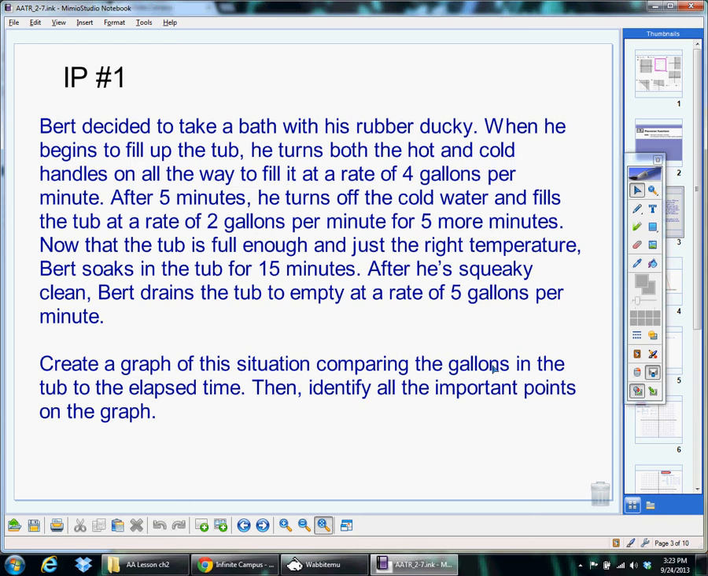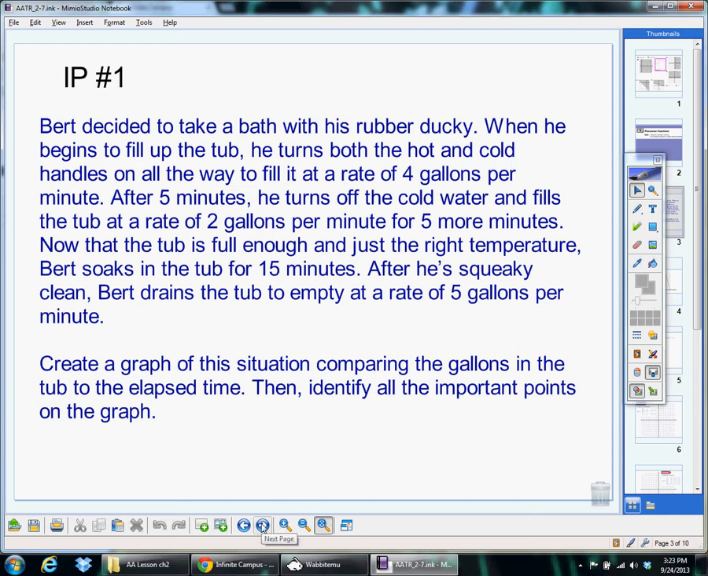Now the tub is full enough and just the right temperature. Bert soaks in the tub for 15 minutes. After he's squeaky clean, Bert drains the tub empty at a rate of 5 gallons per minute. Create a graph of this situation comparing the gallons in the tub, the y-axis, to the elapsed time on the x-axis, and identify all those important points talked about in the paragraph here. Please pause the video, do your best to try and create a little graph.